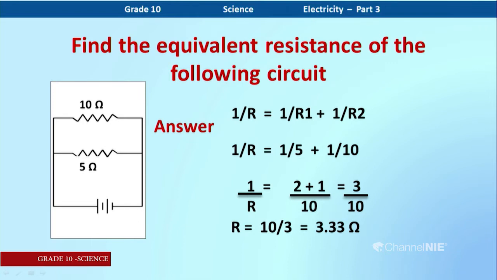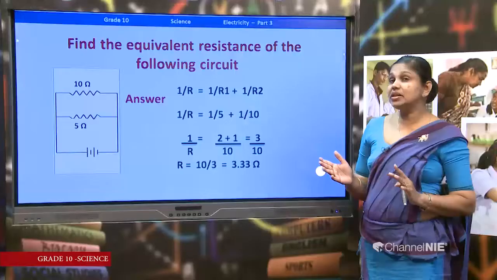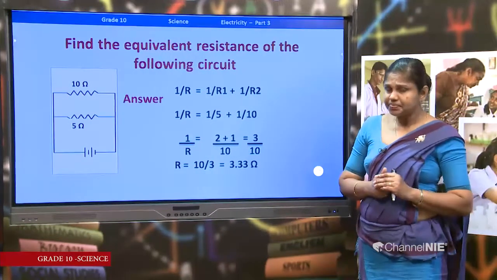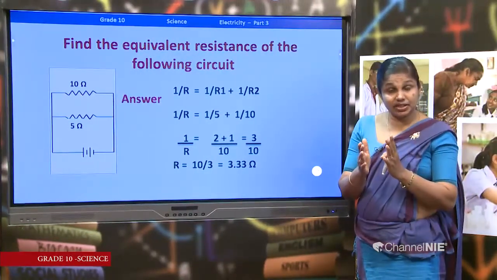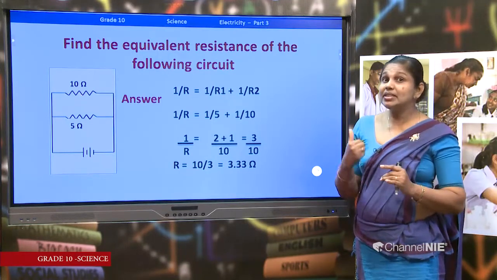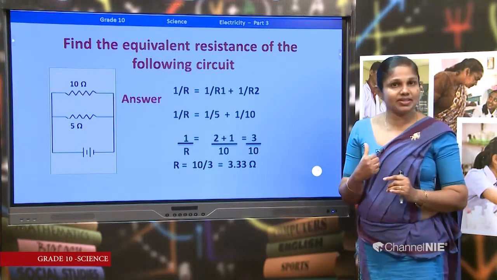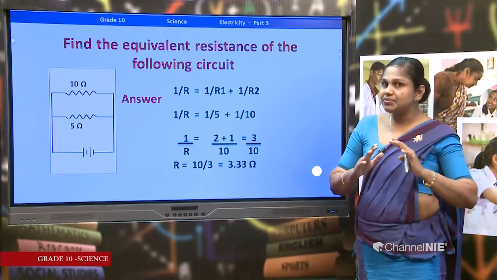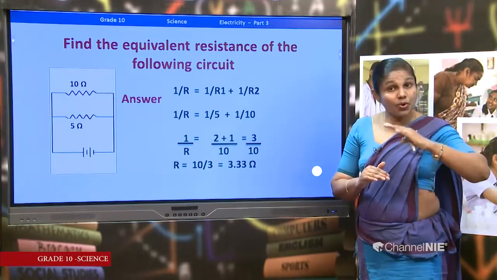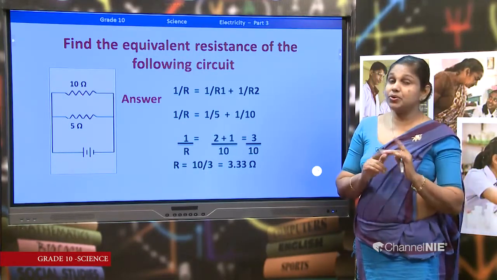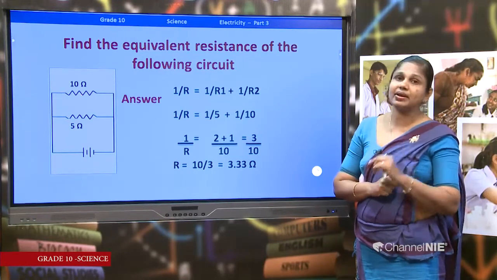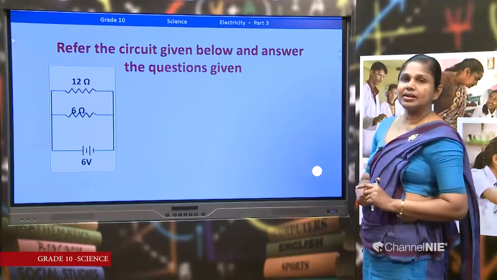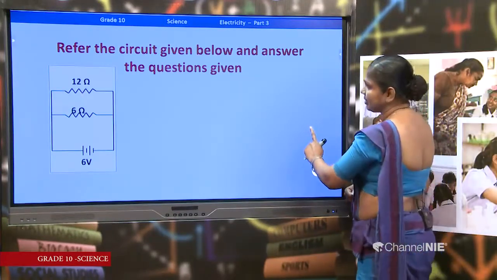See the difference, children. Two resistors are connected in parallel. One is 5 and one is 10. When both resistors are connected in parallel, what is the equivalent resistance? The equivalent resistance is 3.33. That means the total effective resistance has gone down, decreased, when the two resistors are connected in parallel. Okay, right. Now, look at the same circuit, another circuit.